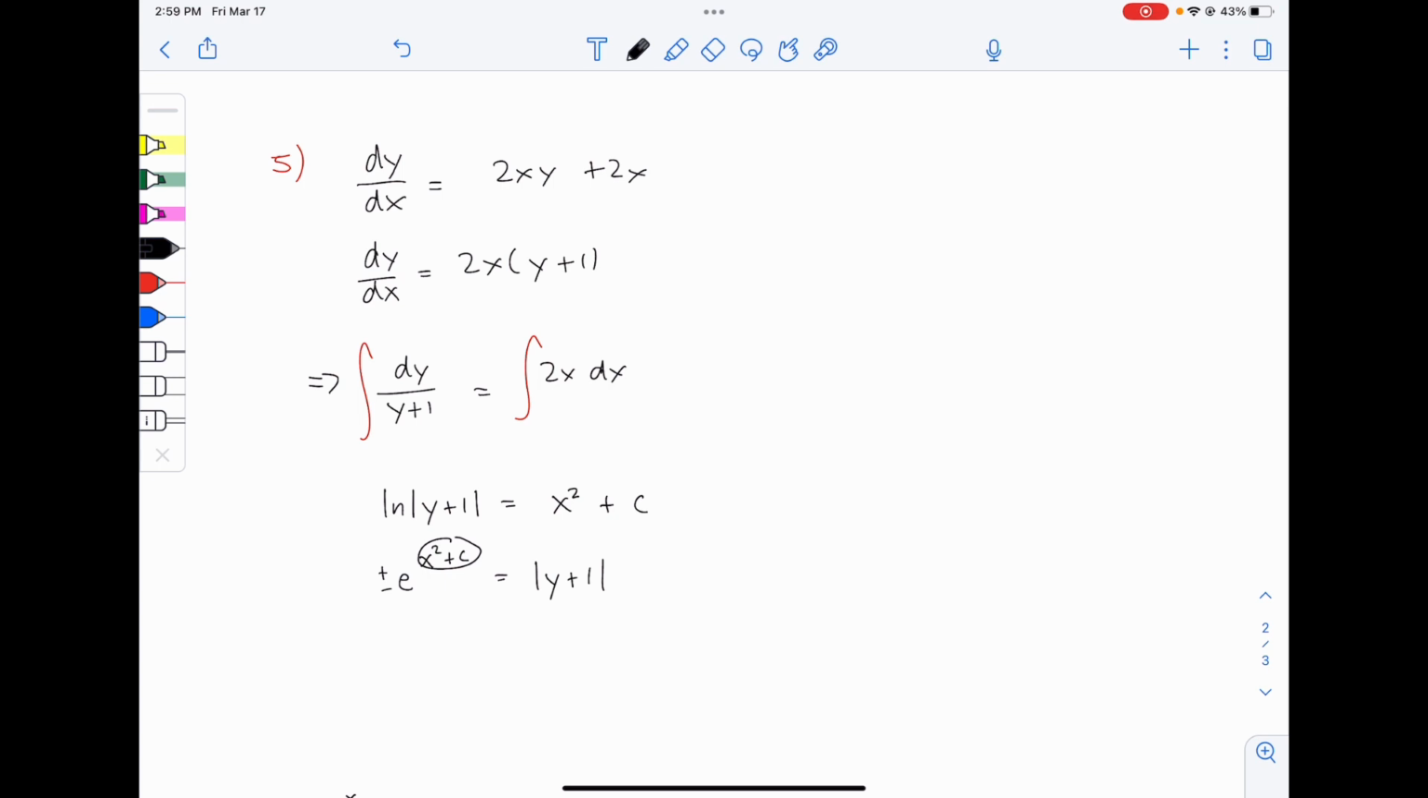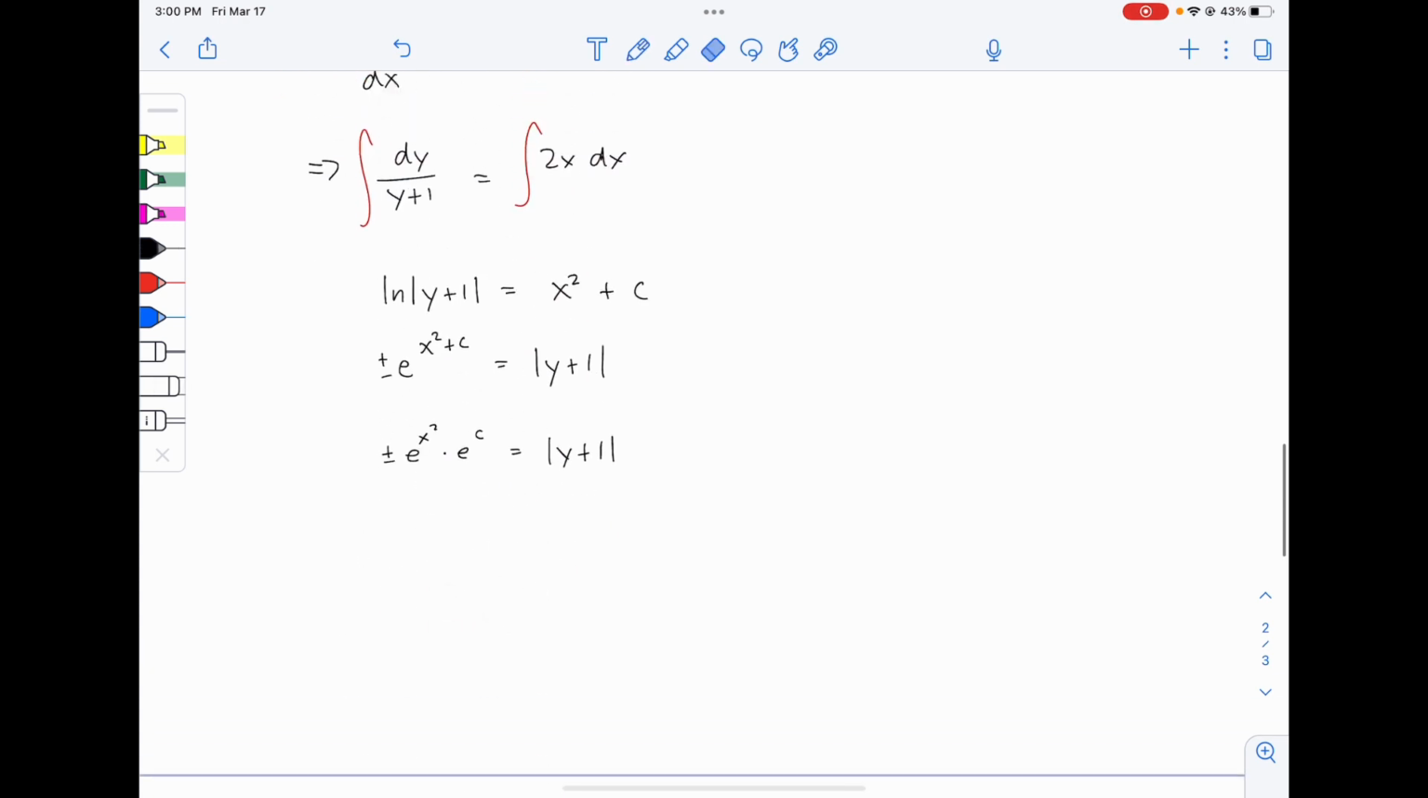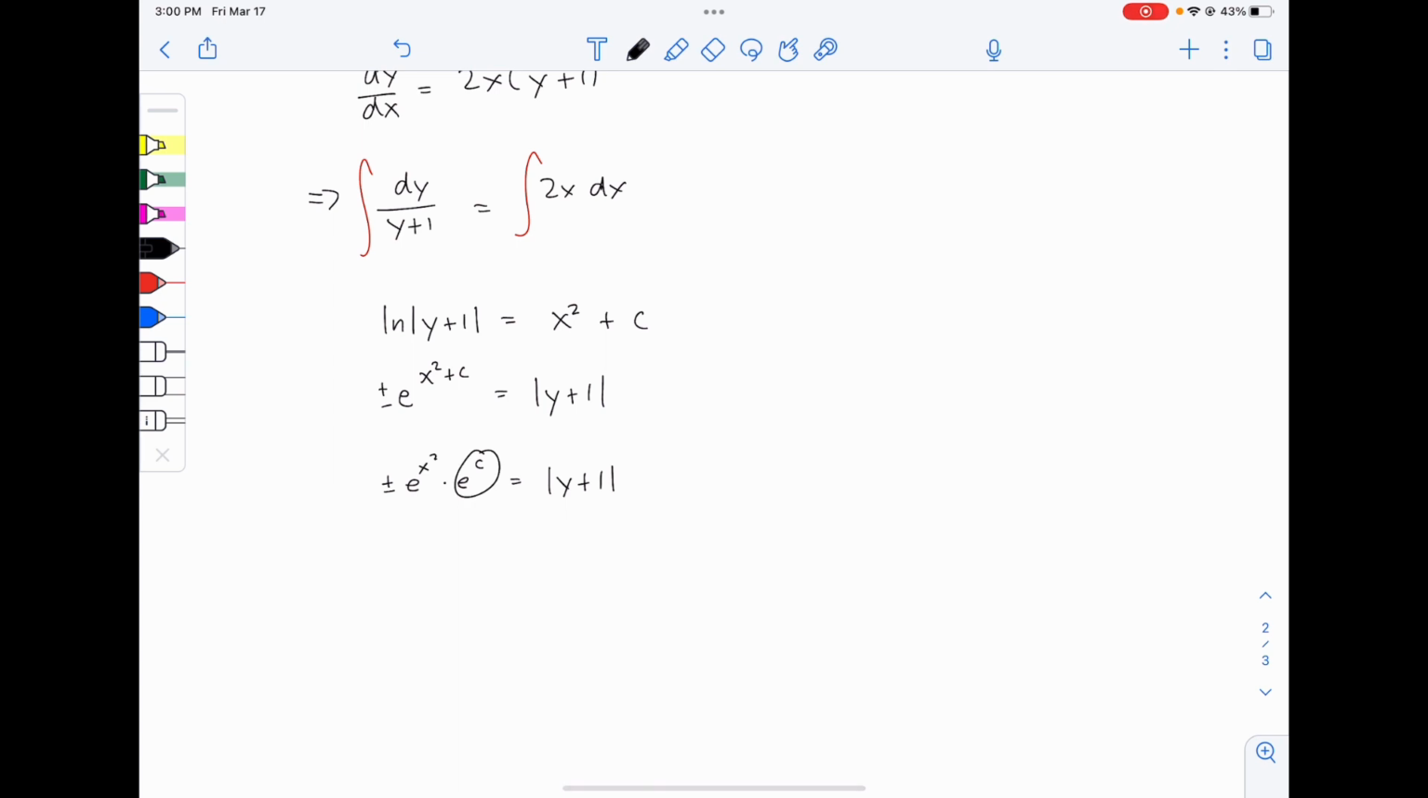Whenever we have x squared plus c in the exponent, this is the same thing as e to the x squared times e to the c is equal to the absolute value of y plus 1. Now, over here, this is a constant. So if we have a constant mixed with another plus minus, that's still going to be a constant. And because we've used c already, I'm just going to use a. So I'm going to rewrite this as the plus minus of e to the c times e to the x squared is equal to the absolute value of y plus 1.